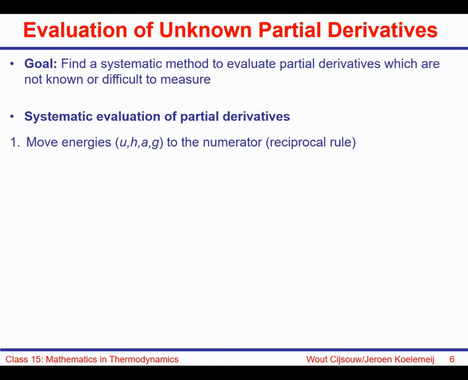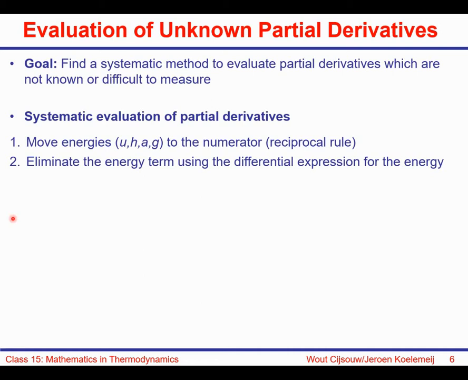Suppose you have a partial derivative. Then the first step of the process is to move the energy. So if there is a U, an H, an A, or a G in the expression, then we have to move that up to the numerator using the reciprocal rule. The second step is then to eliminate the energy term using the differential for that specific energy. And we will see later on what that looks like in practice.